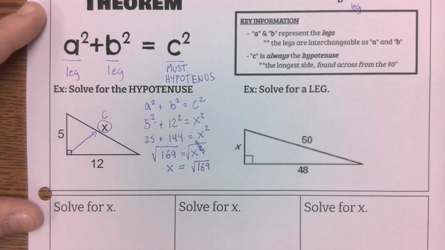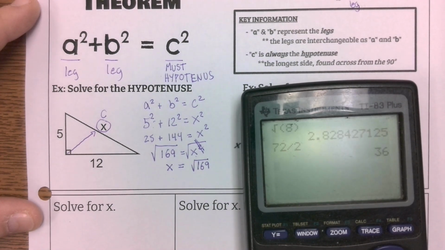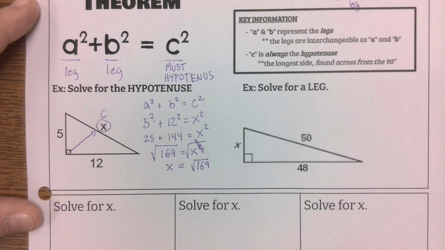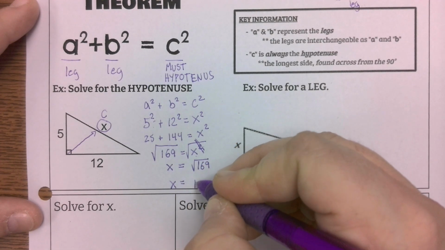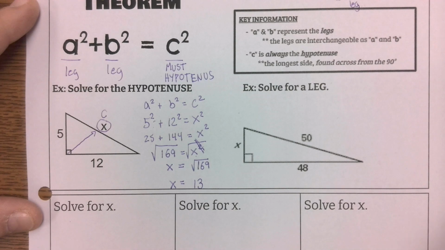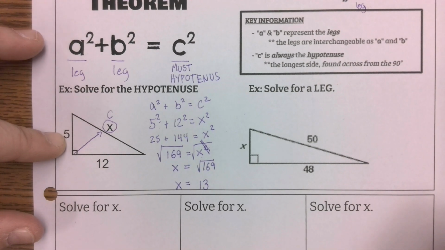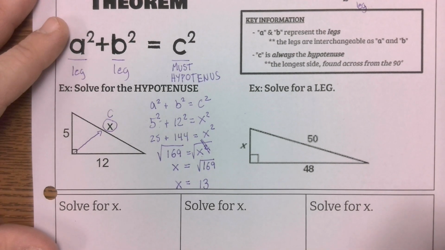And then, this is where simplifying radicals comes in. I check and see if I can simplify this. 169 is a perfect square. It's 13. Excellent. So this is a whole number, and it works out to x is equal to 13. Perfect. So this is what it looks like if x is the hypotenuse.